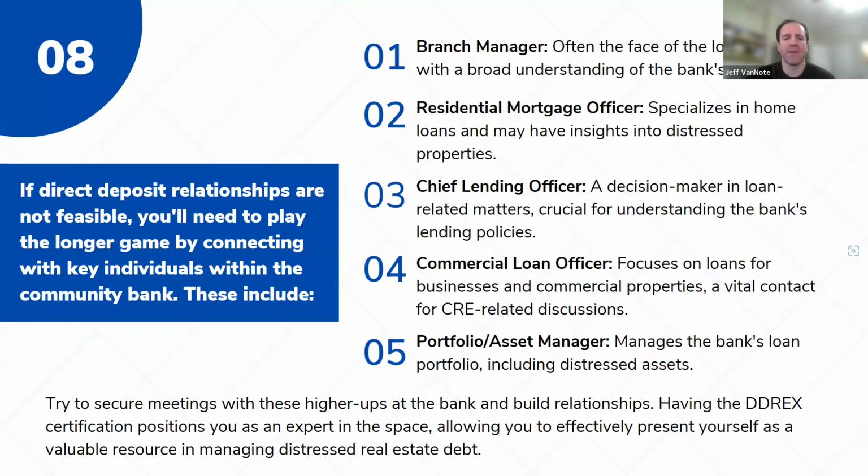If direct relationships are not feasible for you, you'll need to play the longer game by connecting with key individuals within the community bank. These include the branch manager, the residential mortgage loan officer, the chief lending officer, the commercial loan officer, and/or the portfolio or asset manager. The portfolio and asset manager are the ones that usually make the final decisions before presenting these opportunities to the board. So the best way to get to them is by getting to the residential mortgage loan officer and the commercial loan officer, because they have to work directly with the asset manager. And oftentimes those are loans that these two categories had originated or brought into the bank.